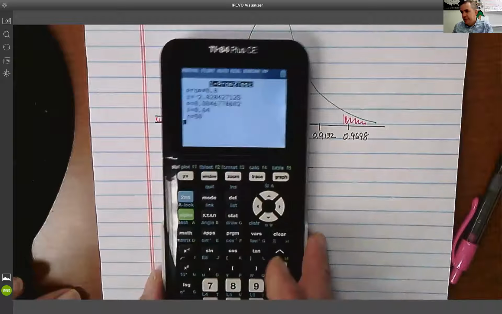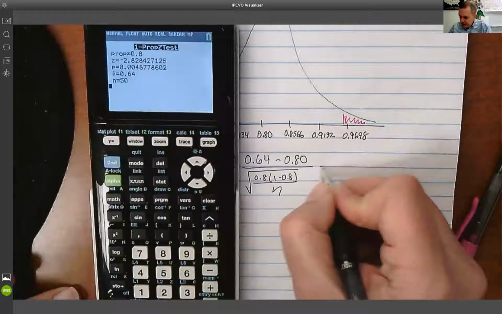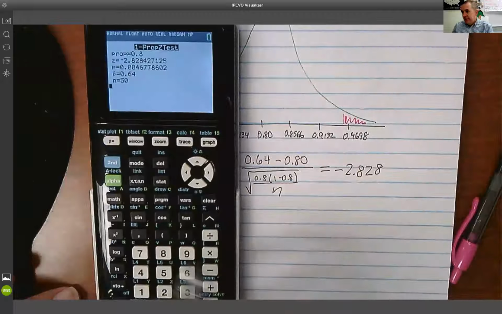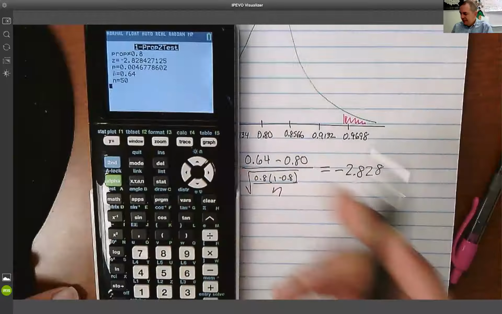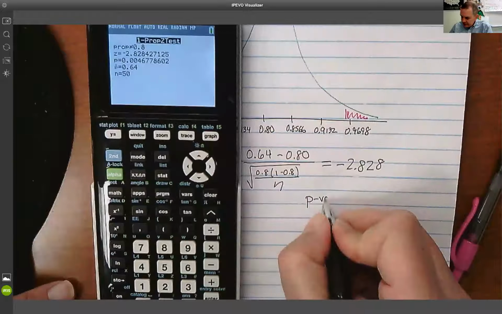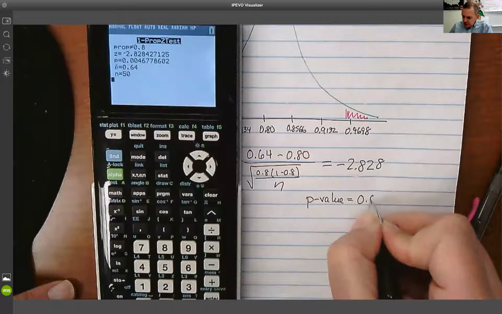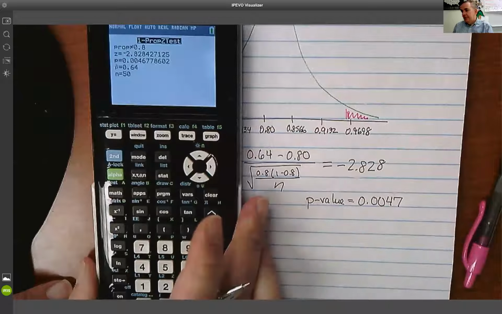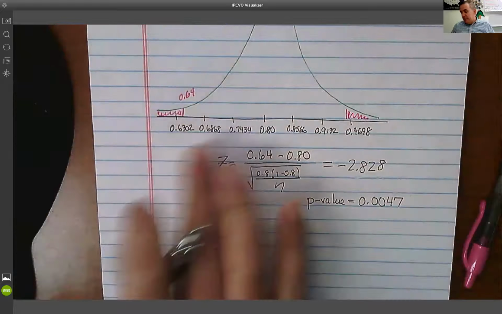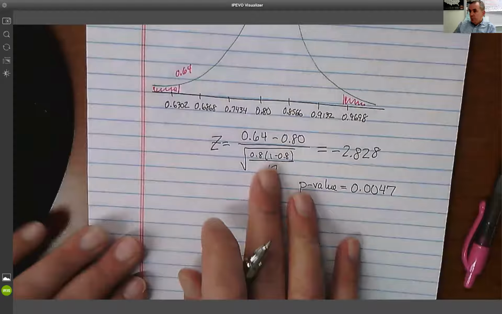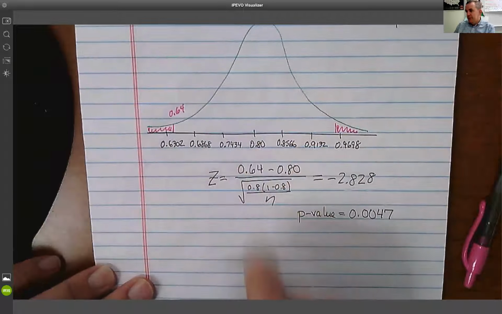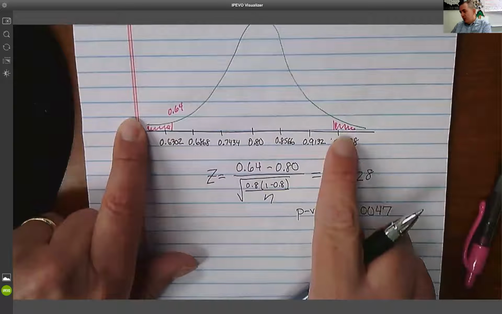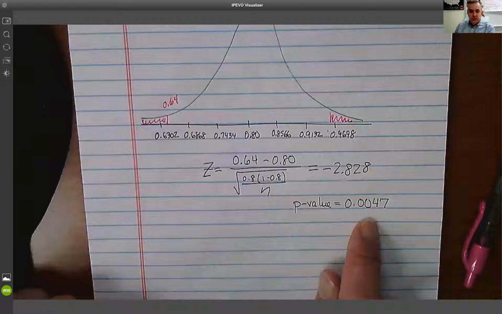And what that's going to tell me is that this value is negative 2.828. And then there's this thing here called P. That's called a p-value. We're going to talk again about that next class in a lot more detail. But that p-value is 0.0047. So now what we're saying is that based on what I'm seeing here, if Mr. Micah was in fact an 80% free throw shooter, the chances of him getting 64% or more extreme, so less or being up here and greater, is less than 1%.